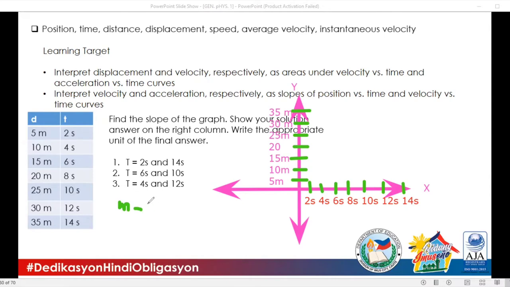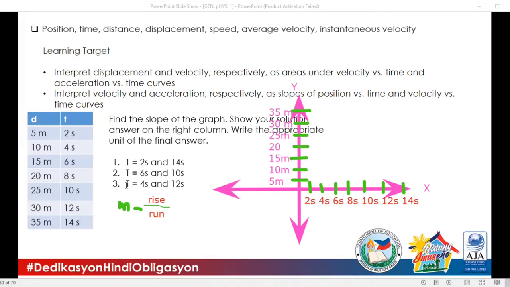is equal to rise over run. So, that is our slope expression.